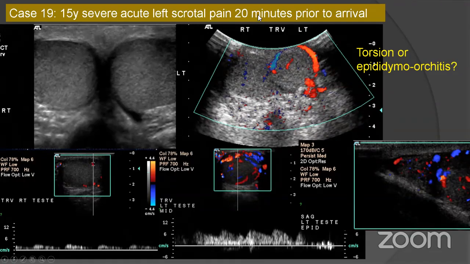Please pay close attention to the history. Pain started only 20 minutes prior to arrival. It's just a trick question.